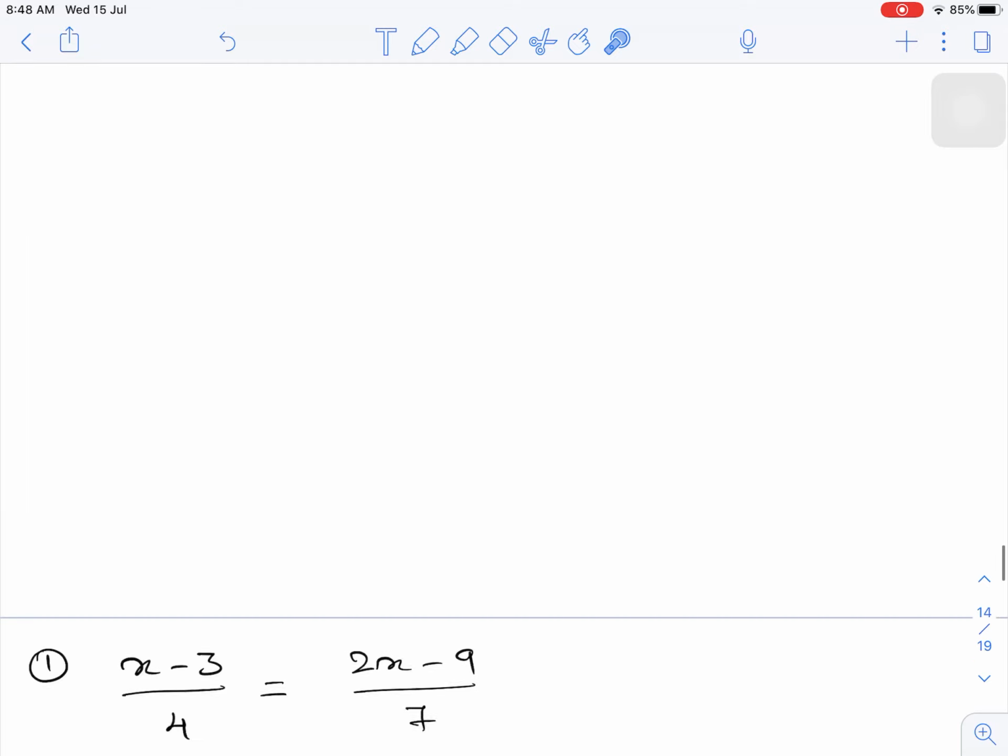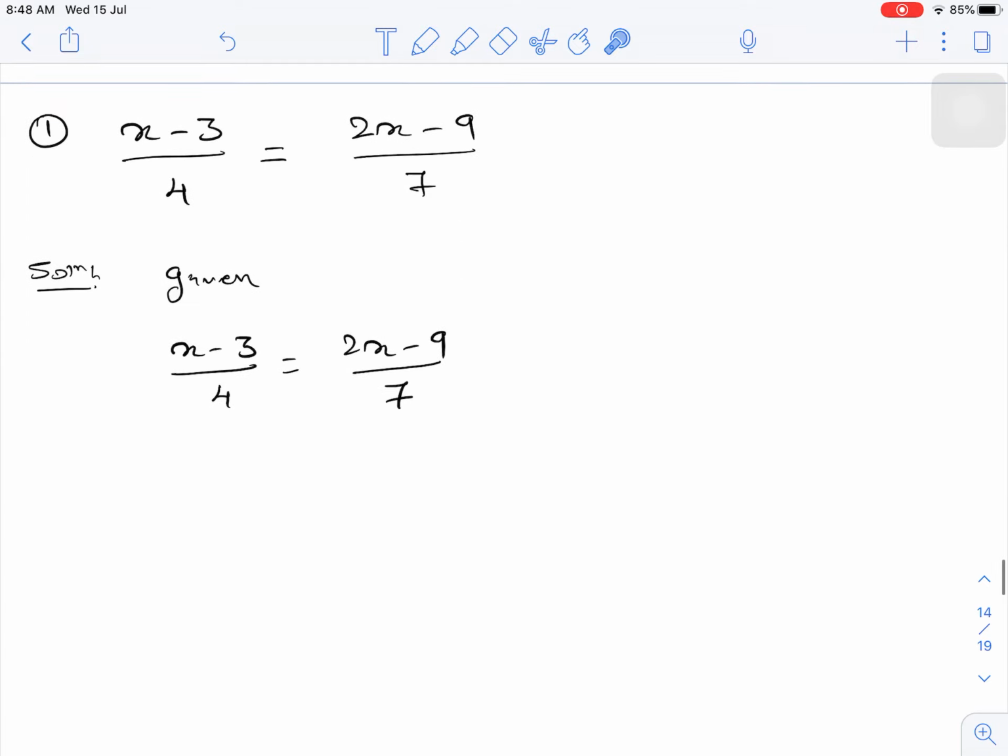Okay, so let us consider our first example. Here it is given that we have to solve (x minus 3) upon 4 equals (2x minus 9) upon 7. Before solving, remember one thing, that this 4 is the denominator for the full numerator, that is for x and for minus 3 also. 7 is the denominator for 2x minus 9, not for individual terms. Okay, so our first step, we are writing the given things. So given (x minus 3) upon 4 equals (2x minus 9) upon 7.